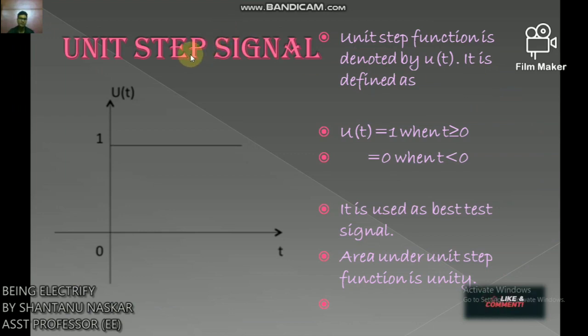So at first, the unit step signal. The unit step function is denoted by u(t). It is defined as u(t) equals 1 when t is greater than or equal to 0, and u(t) equals 0 when t is less than 0. So it is used as a basic test signal. The area under the unit step function is called the ramp.